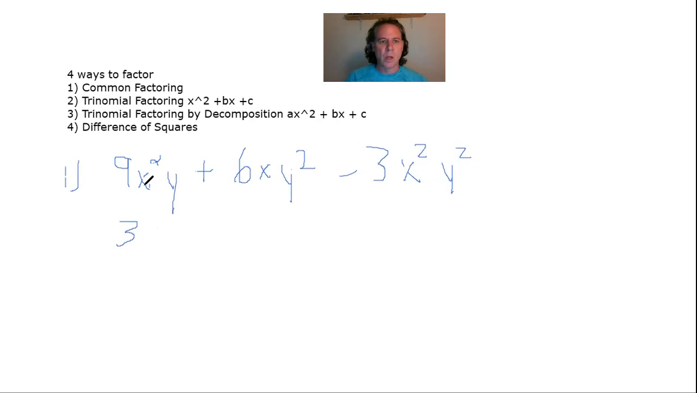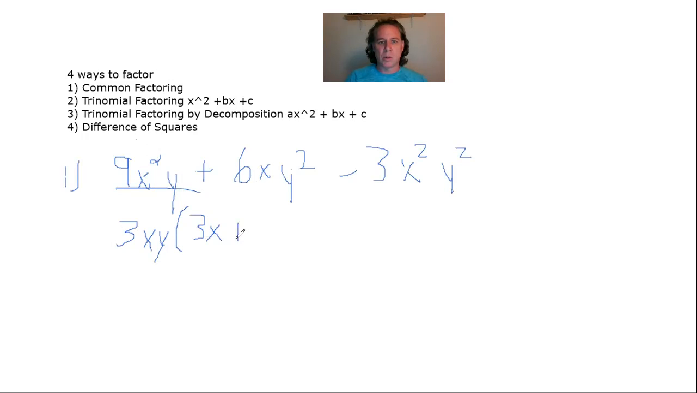each variable present. So the first term has 2 x's, the second term only has 1, the third term has 2 x's again. So the minimum number is 1 x in each term. And then I do the same with the y. There is 1 y minimum in every term because of the 9x squared y. So that's my common factor. So to find out what goes in the brackets, remember I divide each term individually by my common factor. So 9 divided by 3 is 3. X squared divided by x, or in other words, I had 2 x's, I took 1 out, I'm left with 1. Y divided by y, or in other words, I had 1 y, I took it out, I'm left with no extra y's. Move on to the next term.